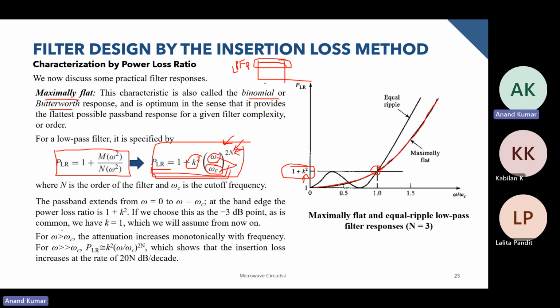And for omega greater than omega c, the attenuation increases monotonically. If you try solving it, you will find that this is 20 n dB per decade. So this is the rate at which the power loss increases.